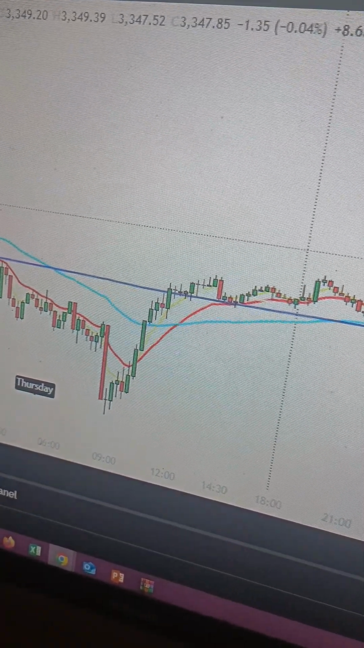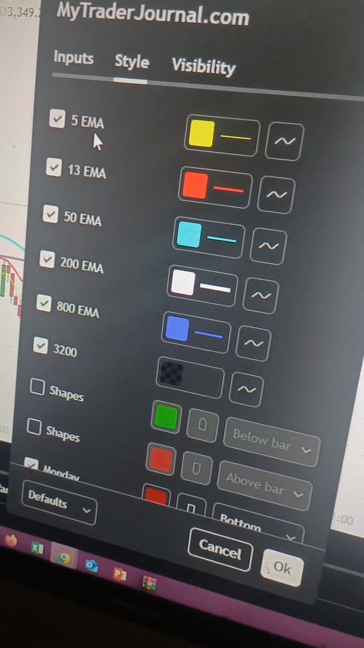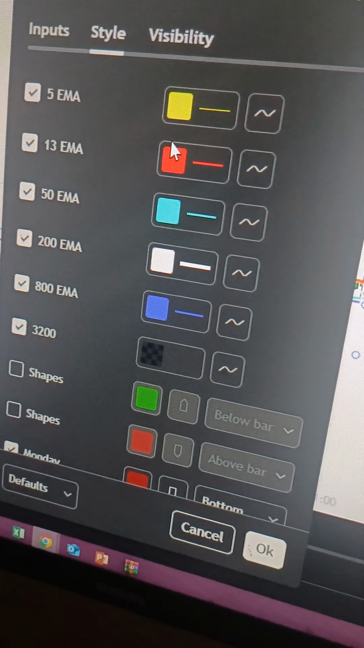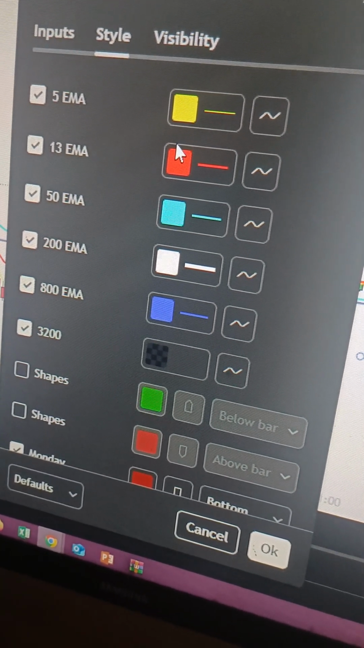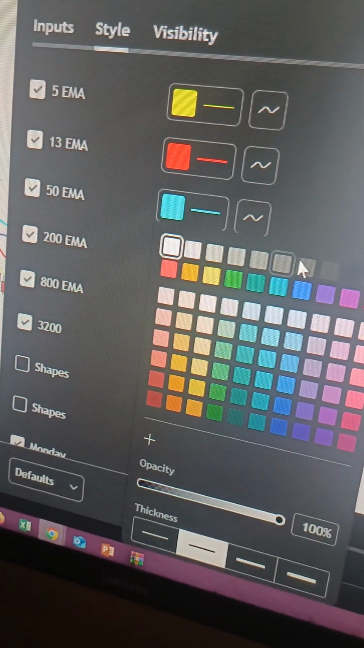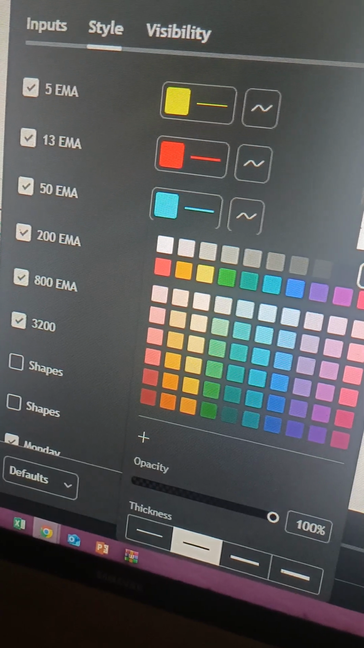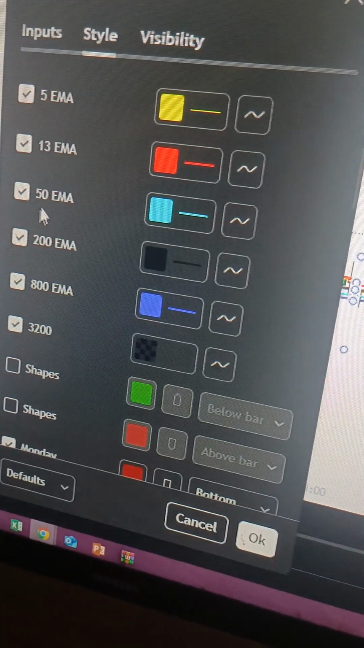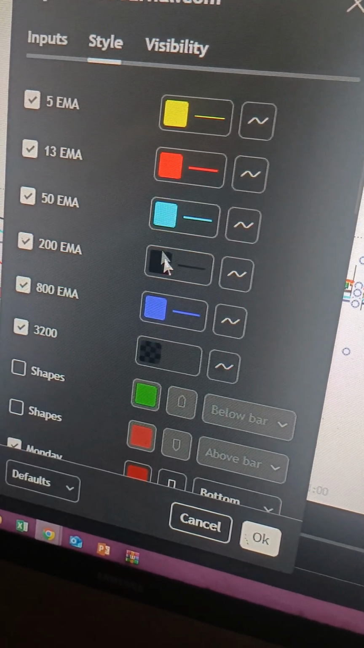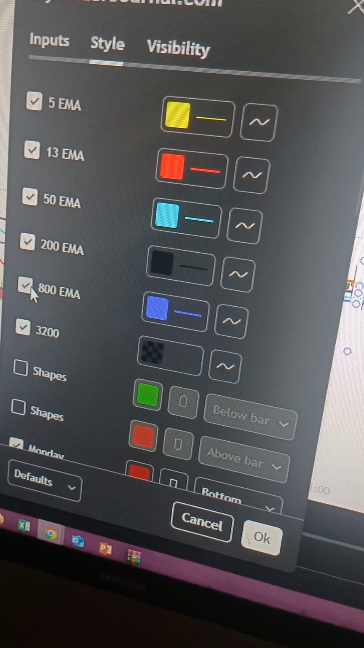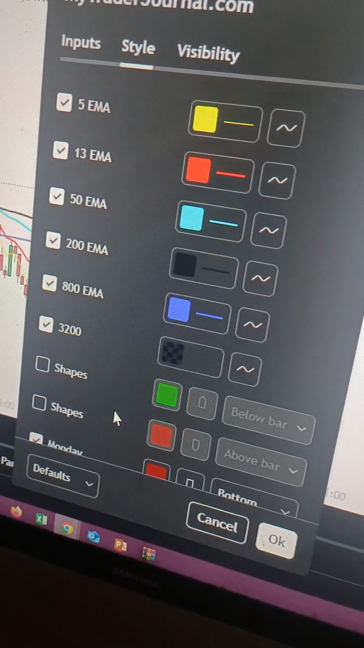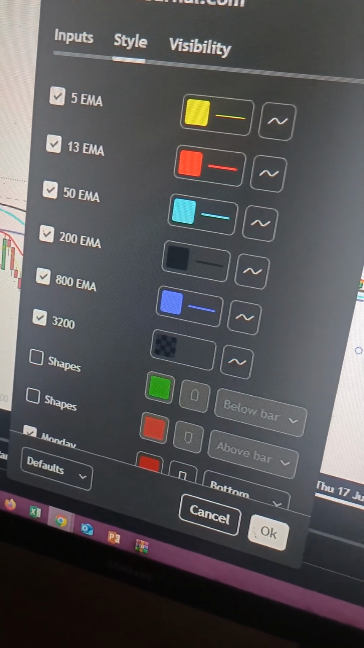So these are the components of this strategy. We have the 5 EMA and the 13. These are the signal EMAs. When they cross, they give us a buy or sell signal. And then we have the 50 EMA and the 200. I'm going to use black because my canvas is white. I'm using the 15 minutes. We have the 800 and the 32. I don't use it, I don't think it's necessary.